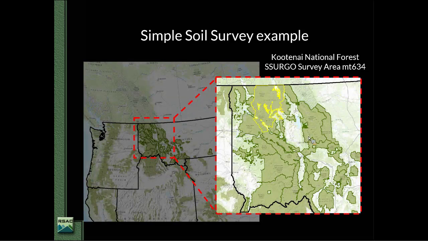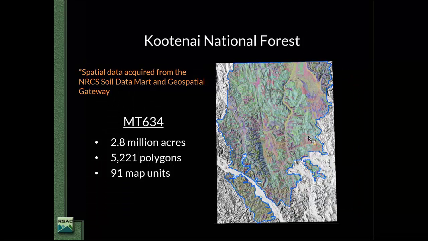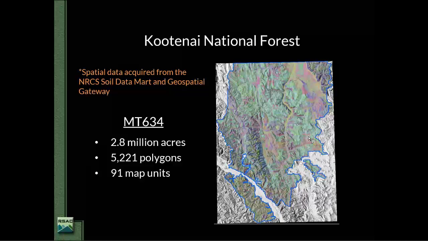So today I'm going to focus on the Kootenai National Forest, which is the Survey Area MT634. And all the data that I'm going to be showing today and using is available from the NRCS Soil Data Mart and the Geospatial Data Gateway. It was just simply downloaded from those websites. So if you wanted to look at that yourself, everything's right there for you.